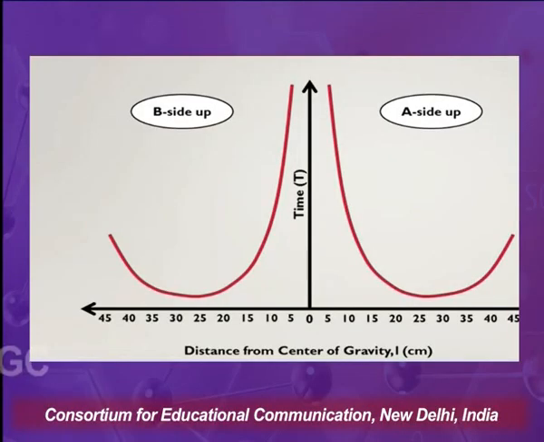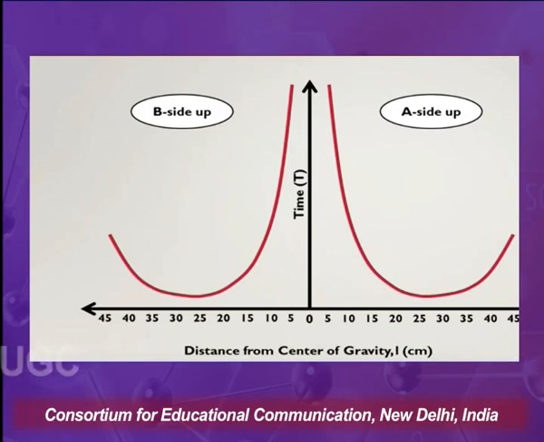You can see we have to draw all data points in our graph paper. On the x-axis is the distance from the center of gravity, L, in centimeters, and on the y-axis is the time period, denoted by capital D.